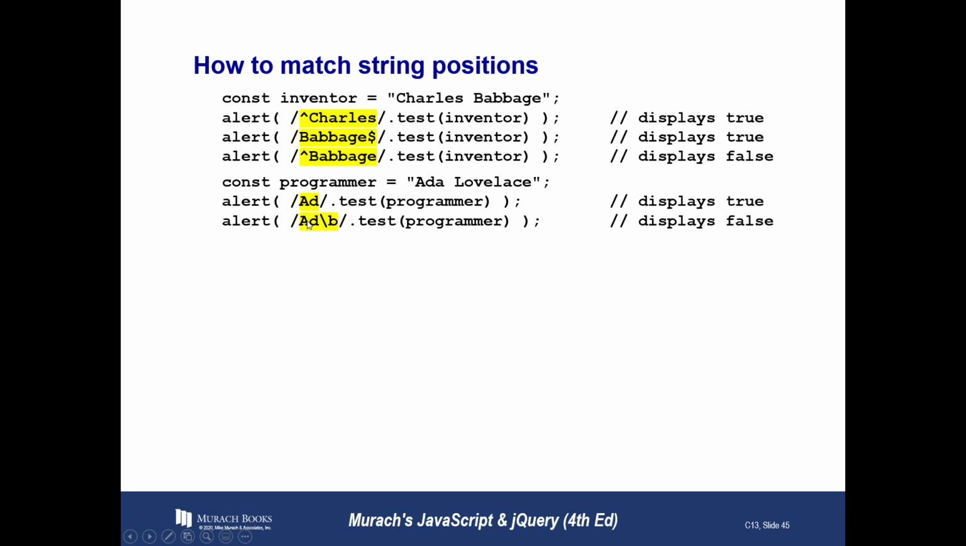Now looking at this second example, ADA Lovelace. Now AD, do we have an A and D? Yes, so this one is true. Now AD slash B, and slash B is at the end of the AD, which means do we have an AD at the end of the word? We don't have an AD at the end of the word, which means that this is false.